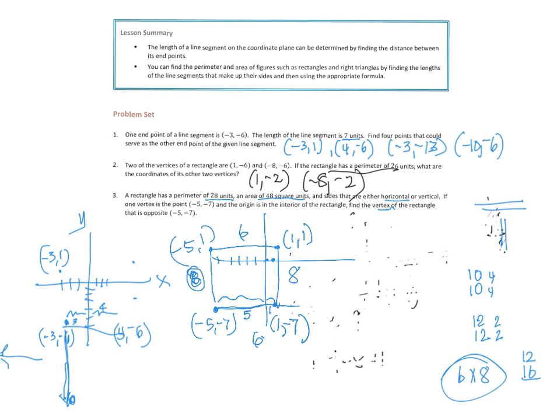So now I have to go back and see what was the question. And the origin is in the interior. Find the vertex that is opposite. So this is the one that they gave me. Opposite is 1, 1. Oh my gosh, if that didn't make my brain hurt. Okay, we are done with the problem set. Hurrah, hurrah.